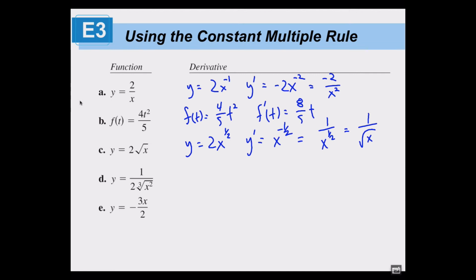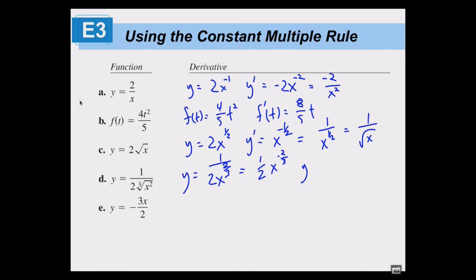D. How do you rewrite that bad boy? 1 over 2x to the 2/3. Which, whoa, 1/2. We don't know how to do that yet. 1/2 x and then negative 2/3. Well done. Here we need to put the negative back in there so we can take the derivative.